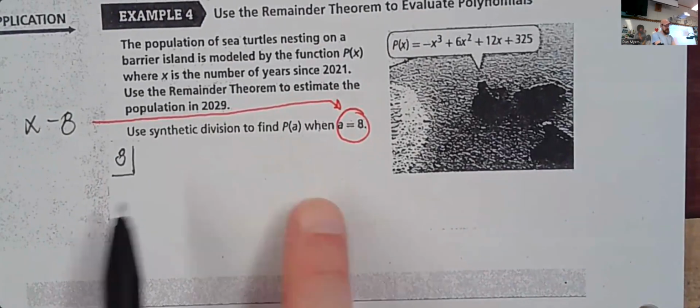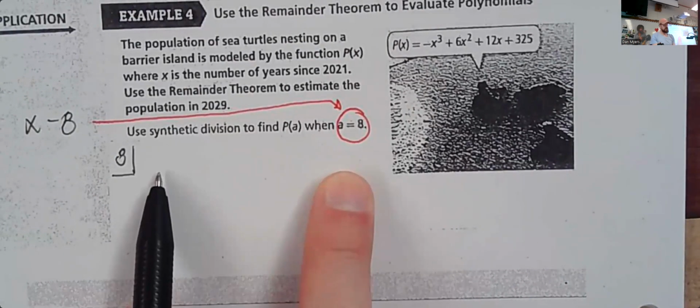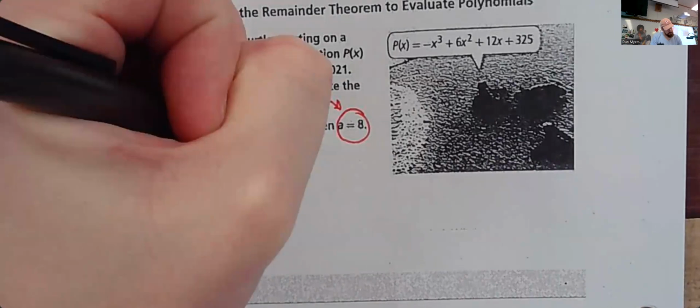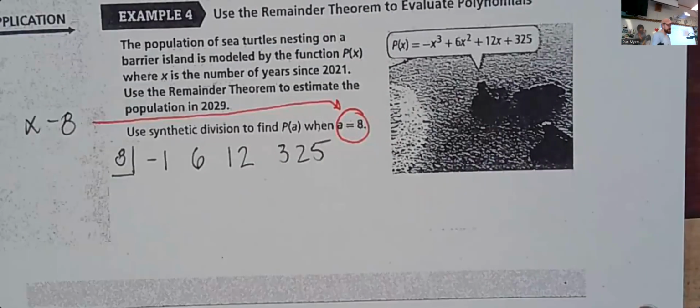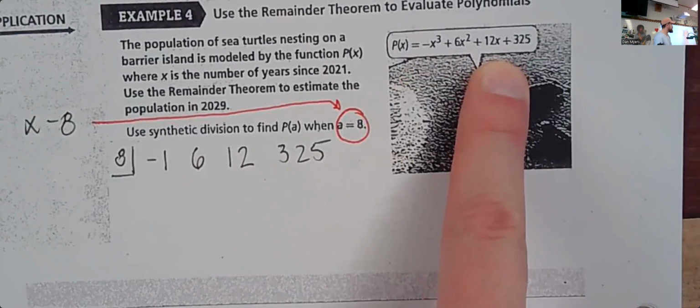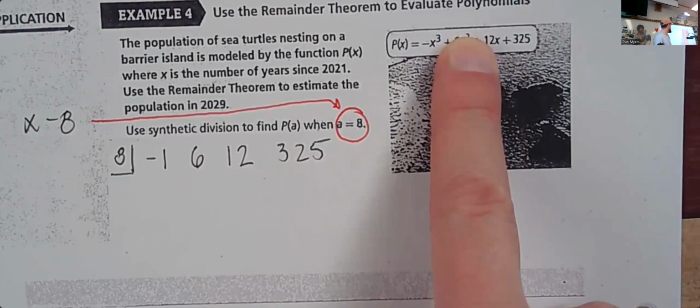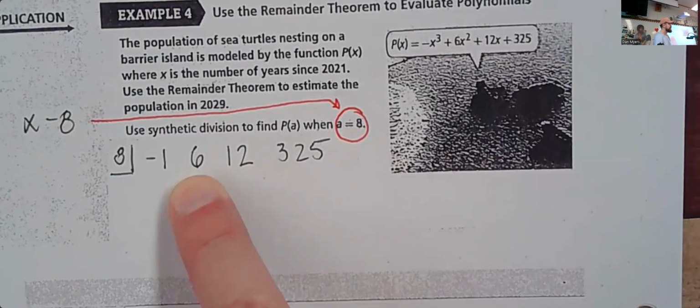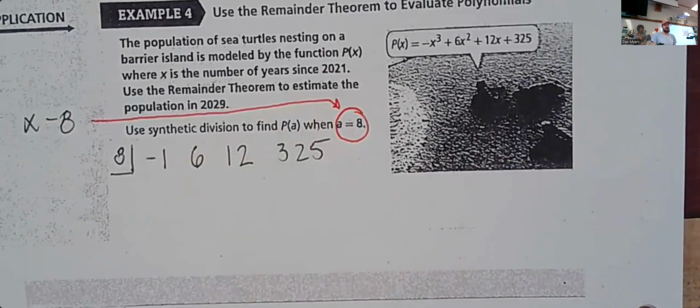So what values are we going to write up next to the 8? Good. -1, 6, 12, and 325, because those are the coefficients of this polynomial here. If we were missing, let's say, an x squared, and it was just -x cubed plus 12x plus 325, what would we put here? If we didn't have the x squared, what would go here? 0, yeah, because we have to have that placeholder just in case we don't have a value of x for a given exponent. We need to use a placeholder coefficient. So if it's not there, we use 0.